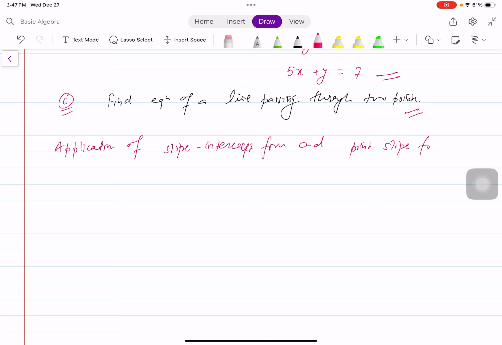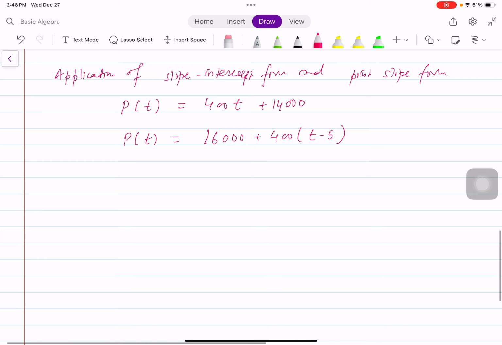What are the applications? So first, for example, any population after t years is given by 400 t plus 14,000, and this is slope intercept form. Now point slope form is given in this fashion: 16,000 plus 400 times (t minus 5). Say two populations are modeled in this fashion. Now what information are these given with?